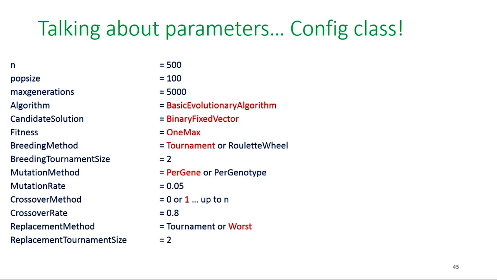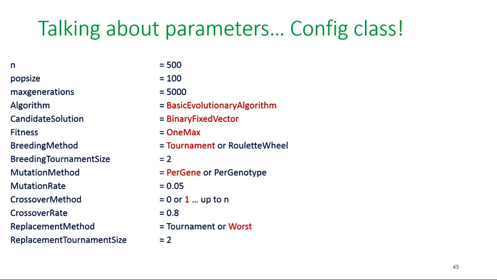The candidate solution, same thing. If you have several classes for your candidate solution, right now we're talking about only using a binary fixed vector. But in the future, I want to be able to go to that configuration file and say I want an integer fixed vector. So I would like 500 integers, and then I would need another parameter to tell me what is the range of values for each integer. But I want to be able to change that. So again, this is to give you an idea of what's coming in the future.